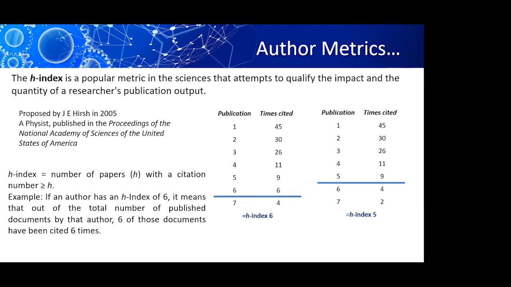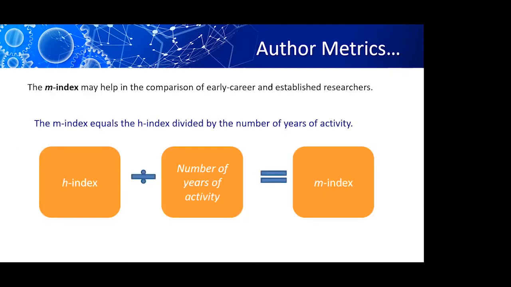Now, I am moving to the next metric, that is the M-index. This is a very simple and easy metric. It can be used to compare early career and established researchers, to evaluate their impact. The formula for the M-index is the H-index divided by the number of years of activity. For example, considering an H-index of 35 and the researcher's years of activity as 10, dividing 35 by 10 gives around 3.5. That is the M-index of the researcher or author.